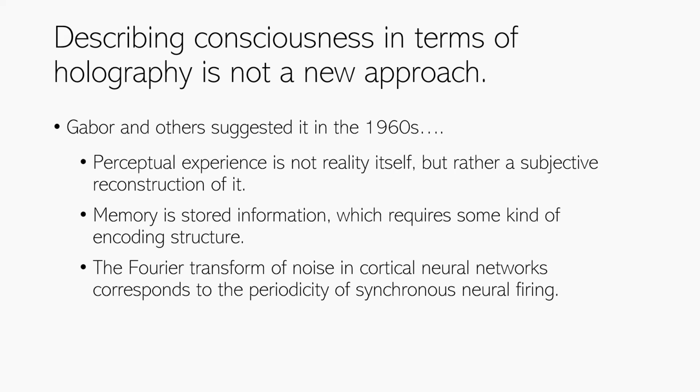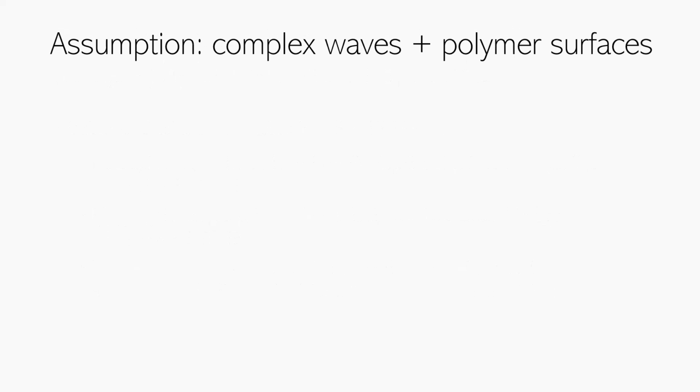But again, these researchers didn't really formalize the idea of the brain as a holographic recording surface and figure out how a reconstruction of reality could be created by the biophysical, anatomical, and physiological characteristics of cortical neurons. So let's do that. Let's formalize this idea. First, let's go over the assumptions. The assumptions are really just that we'll be dealing with complex waves impinging on a polymer membrane surface.